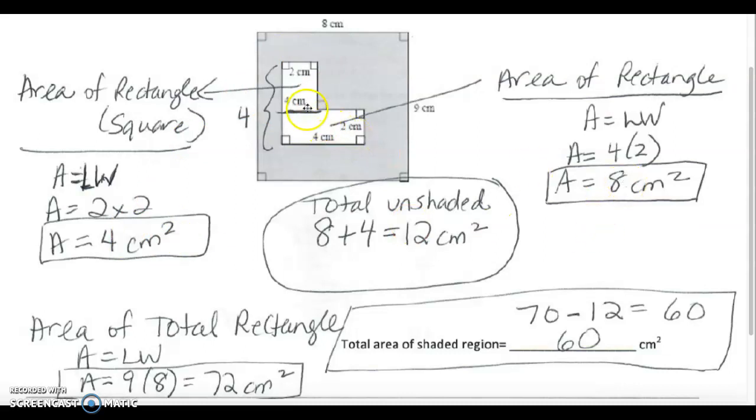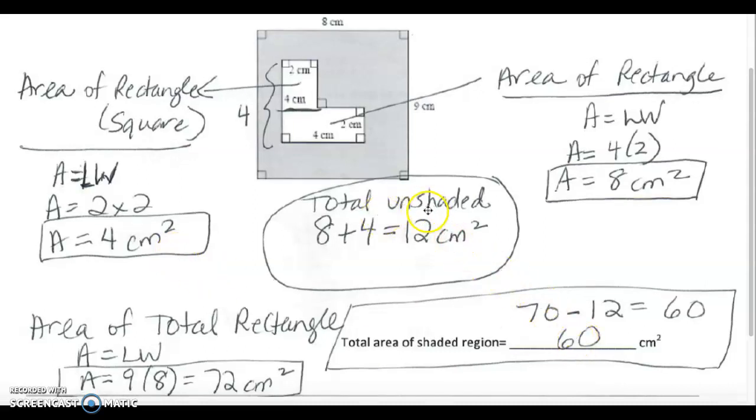When I added together the white part right here, these 2 rectangles right here, actually the rectangle and the square, I got 8 plus 4, which is 12. So the total unshaded had an area of 12, and the total shaded right here, this total rectangle right here was 8 times 9, which was 72. And now when I subtract 72 minus 12, because this white piece is missing, 72 minus 12 is 60.